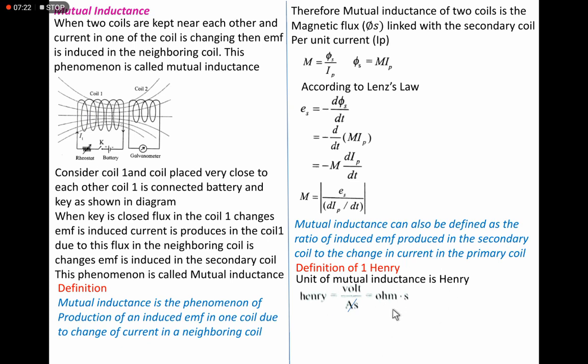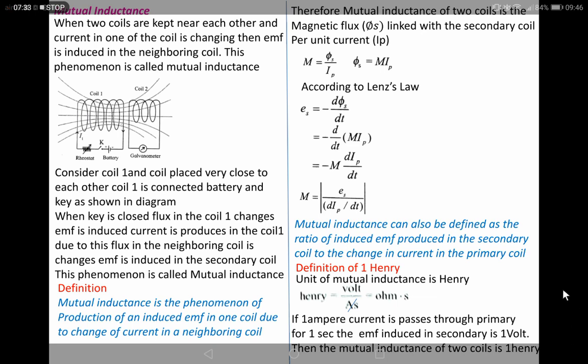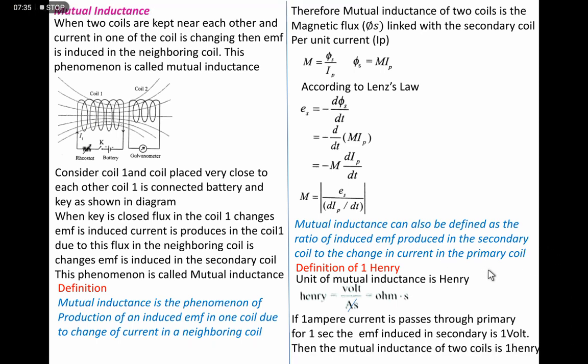The SI unit of mutual inductance, even the SI unit of self inductance, is Henry. So the definition of 1 Henry is: if a current of 1 ampere changing through the primary in 1 second induces an EMF of 1 volt in the secondary, then the mutual inductance of the two coils is 1 Henry. So this is regarding mutual inductance.